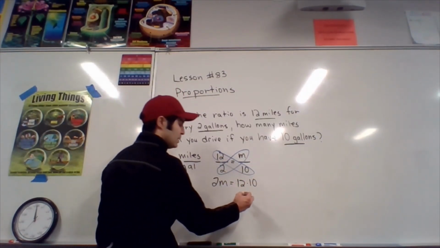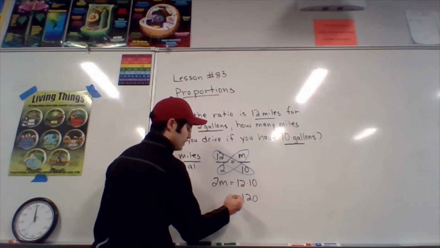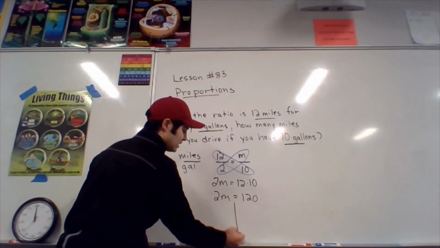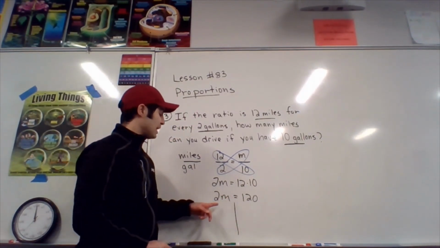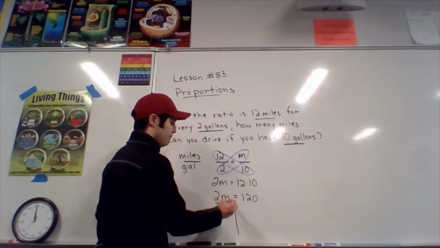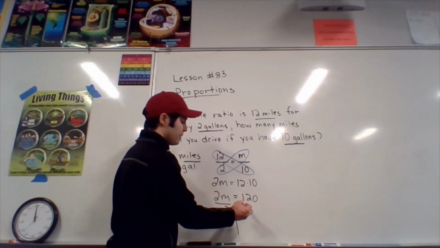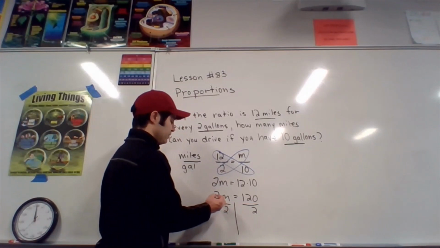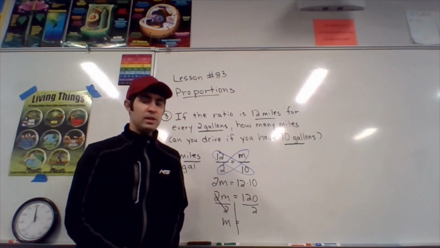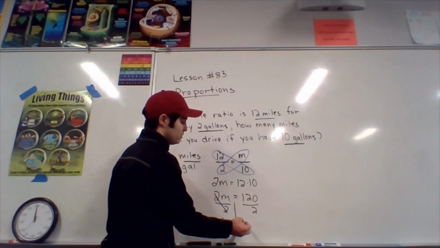Okay, 12 times 10 is 120. That is going to be equal to 2m. Now we're going to do algebra. What side do I start on? Start on the side with the variable. What's opposite multiplying by 2? Dividing by 2. If I divide this side by 2, what do I divide this side by? By 2. 2's cancel out. All you have left is m equals 120 divided by 2. Well, 12 divided by 2 is 6.